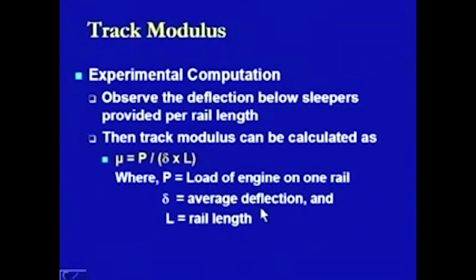So delta needs to be computed because P is known previously, and L is also known previously. This is a standard value, whereas the load is varying, but we can look at the heaviest engine or locomotive which is coming on that rail section, and on the basis of that heaviest locomotive we can take up this load value. Therefore P and L are more or less constant values as far as the track is concerned. The thing which is varying is delta, and we have to compute this value of delta, that is the average deflection. Now, so as to find out this average deflection, we have to observe the deflection below sleepers provided per rail length.